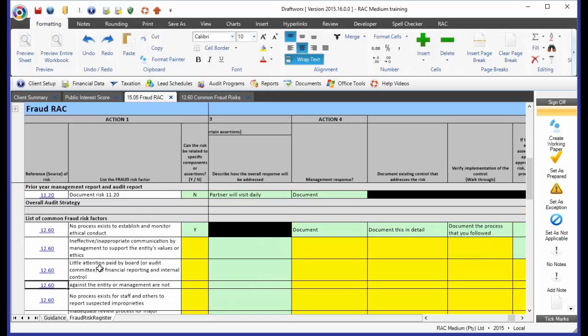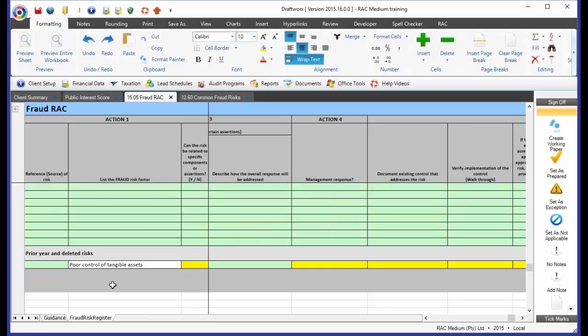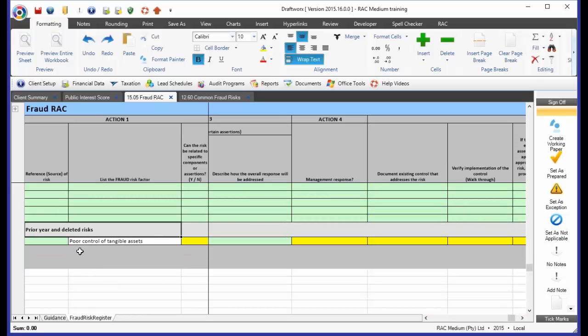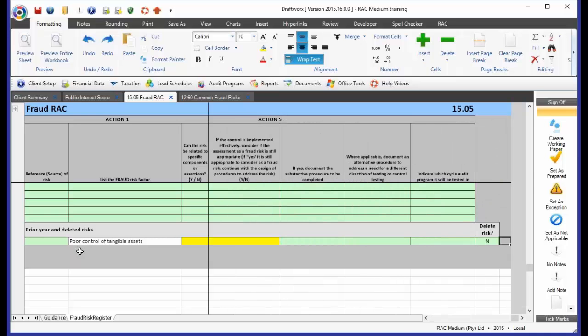And initially you will see that that risk has actually disappeared. However, if I scroll further down, there's a section here called prior year and deleted risks, and you know what? There it is. The risk is still in place. There is still a poor control of tangible assets. Anything that you had documented, obviously we hadn't in this case, would still be found within each cell. And this is how we're also rolling information forward. So if you roll forward and you open up your fraud risk and you've forgotten to actually implement that risk elsewhere in your audit file, it would just lie here under prior year and deleted risks.